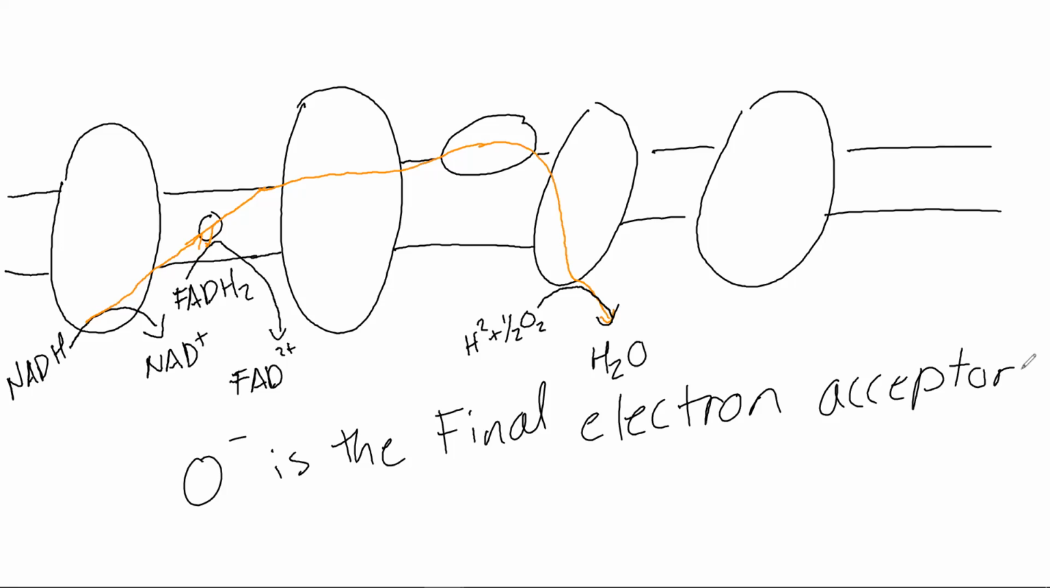Marcus, so would you say that NADH and FADH2 are the first and second electron acceptors? Yes, they are the ones who accept the electron and transport it around.